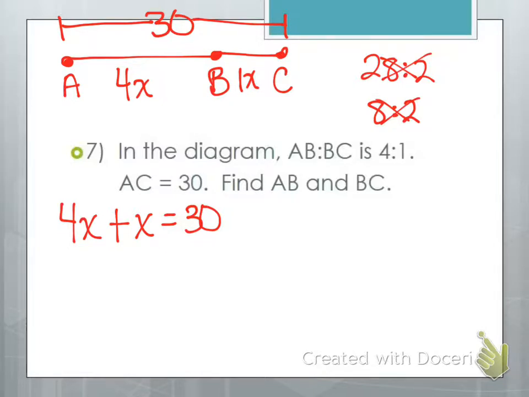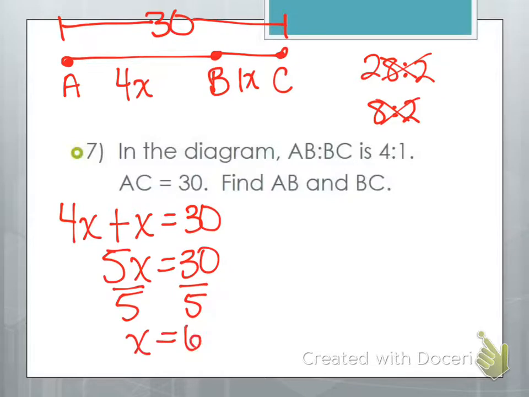How many x's do we have? 5 of them. To get x by itself, we are going to divide by 5. We get x equals 6. But that's not our final answer. What we wanted to do is find the lengths of AB and BC. So if x is equal to 6, what's the length of AB? Not 6, 24.